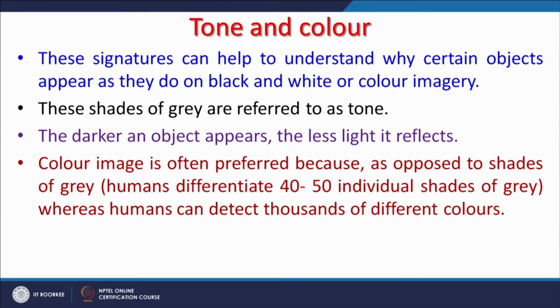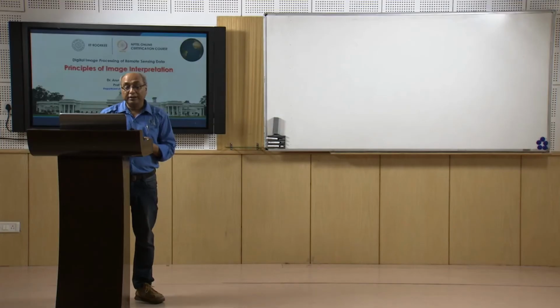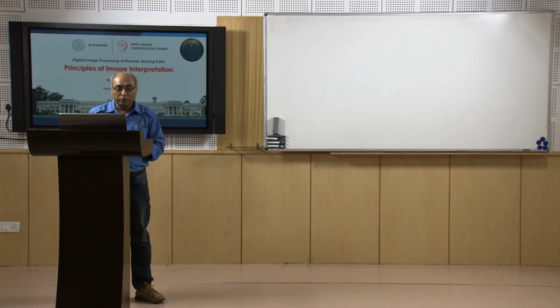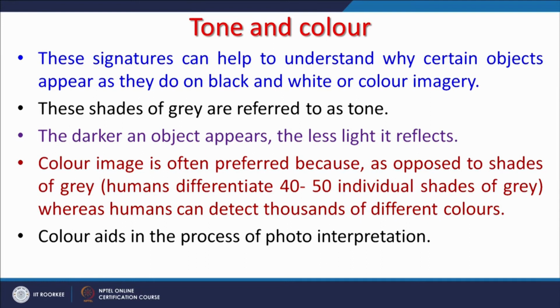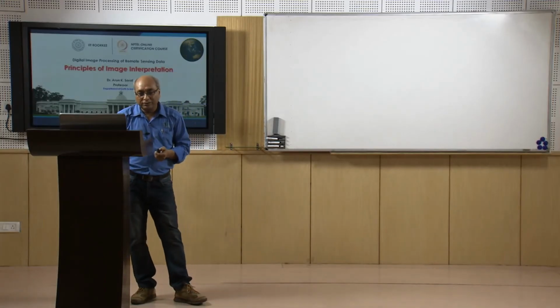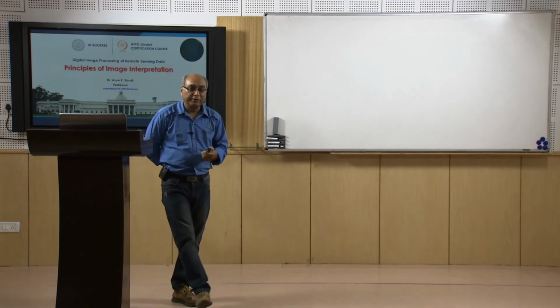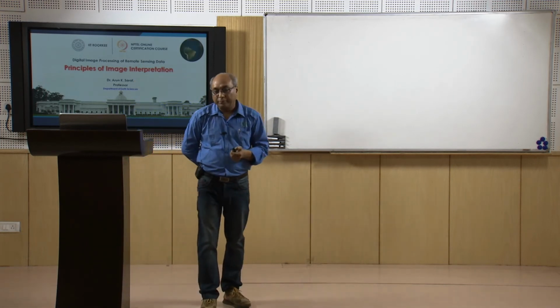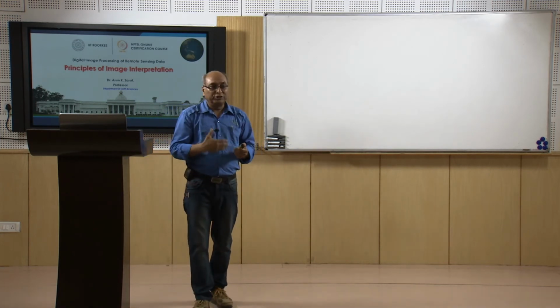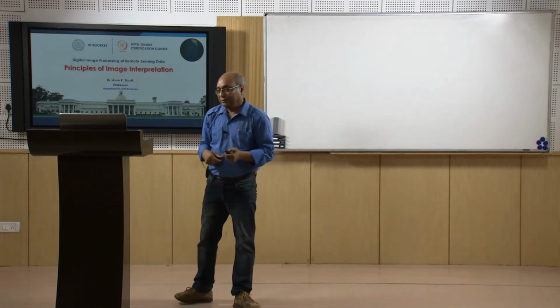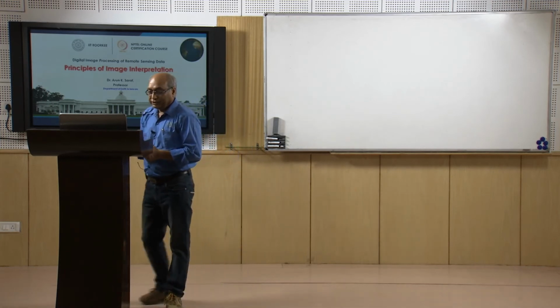So color detection capability of human eyes is much more compared to black and white or gray. And color aids in the process of photo interpretation. So always color images are more soothing, more comfortable for our eyes for interpretations, because most of the time we are seeing the real world in color in normalized conditions.